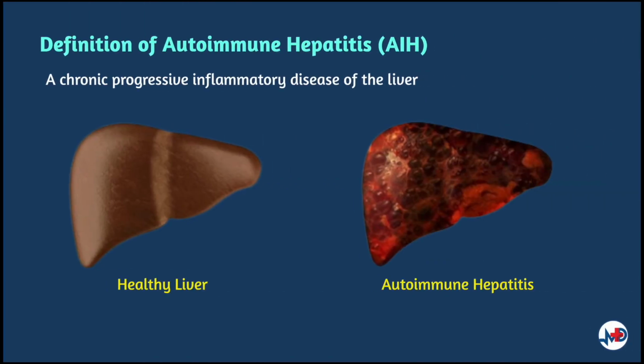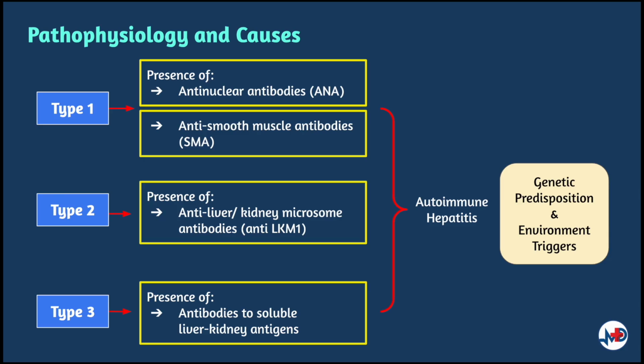Autoimmune hepatitis can be defined as a chronic progressive inflammatory disease of the liver which has the tendency to develop into cirrhosis. It is characterized by the presence of circulating autoantibodies with high serum globulin concentration and inflammatory changes on liver histology. Autoimmune hepatitis has a strong HLA association which is towards HLA-DR3. The proposed pathogenesis involves the combination of genetic predisposition and environmental triggers.